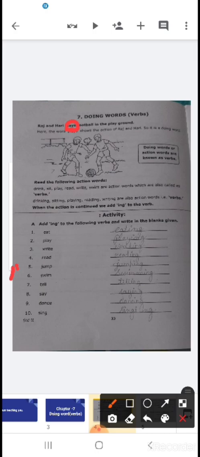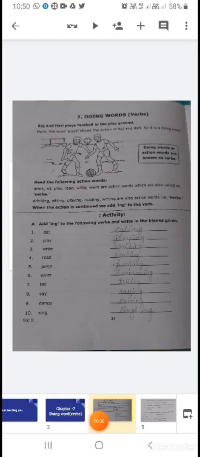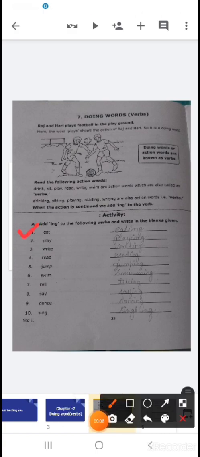Add ing to the following verbs and write ing after these words. Our first word is eat. You just have to add ing after eat, so it will be eating. Next is play. You just have to add ing, so it will be playing. The new word is playing.